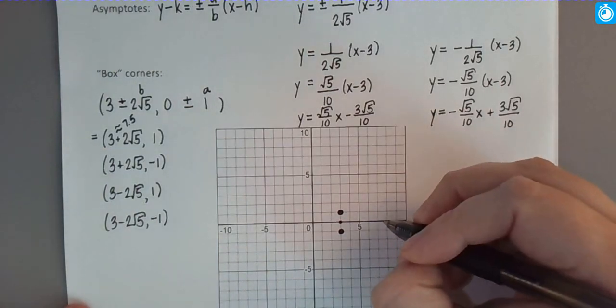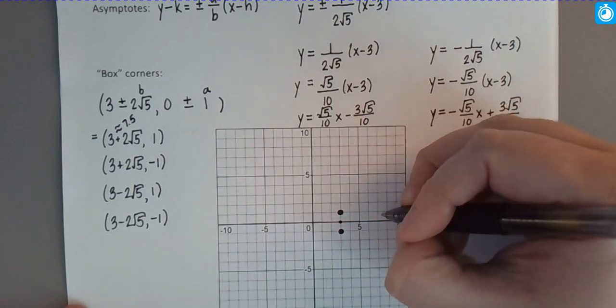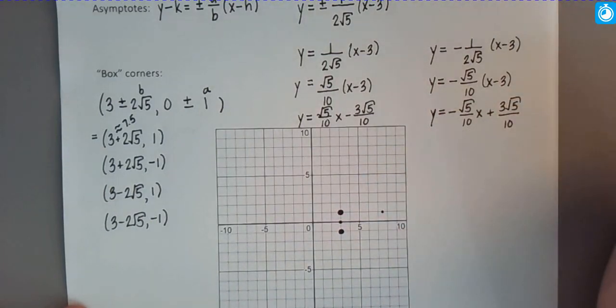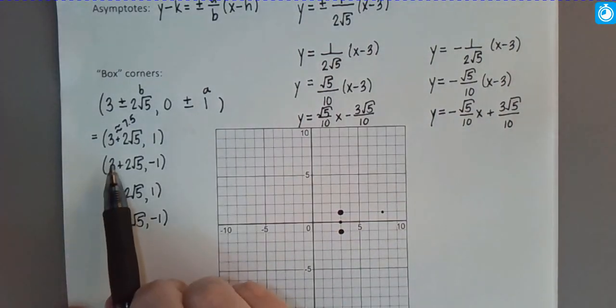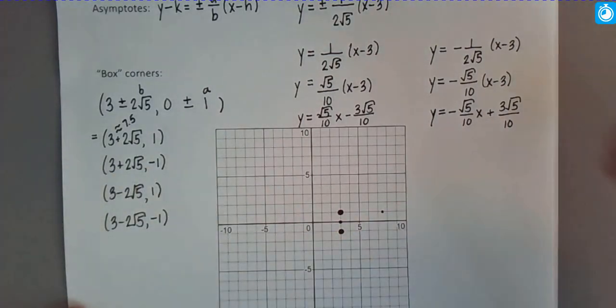So let's see if we can sketch that. So here's 5, 6, 7, 7.5 and 1. Okay, so that would be right there. Again, I'm drawing it small because it's not really there. It's a point of reference. That means the other box corner would be at about 7.5 and negative 1. So that would be right here.